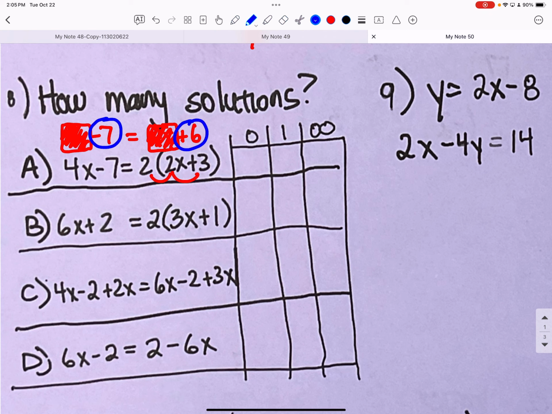7 equals 6? No, 7 does not equal 6 ever. There is no solution to this. 6x plus 2 equals 6x plus 2. We have 6 x's. We have 6 x's. When they're the same, they cancel each other out. 2 equals 2? Yes, forever.